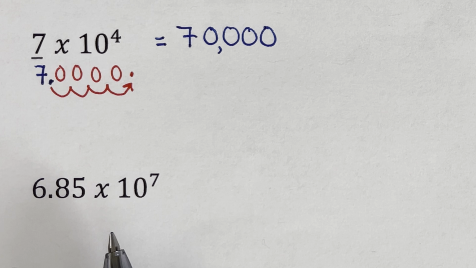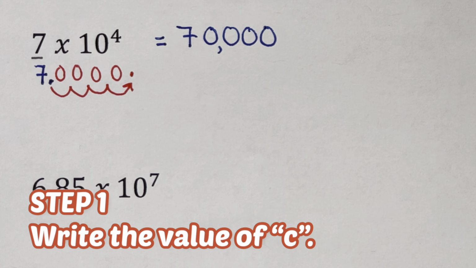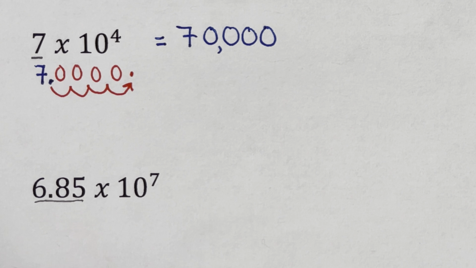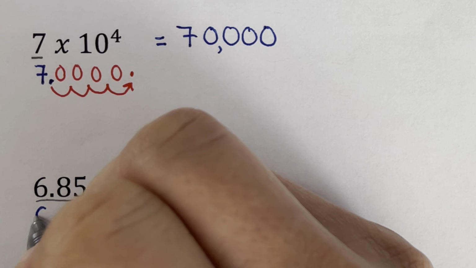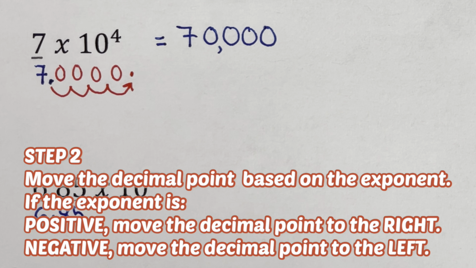Now let's move on to the next one right here. So we are given 6.85 times 10 to the 7th. Again, the first step is to write the value of C. Our C here is 6.85. So I'm just going to go ahead and write it down here. So that is 6.85. And then we're ready to move on to the second step.